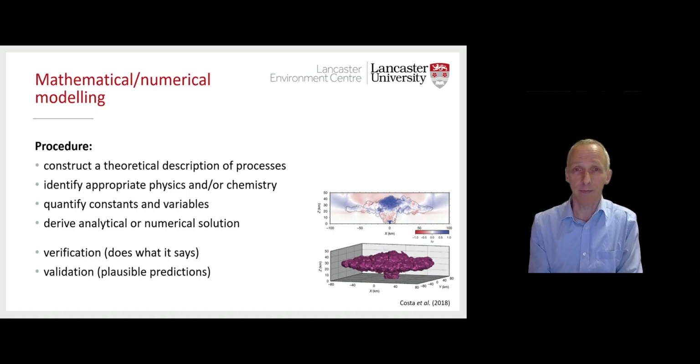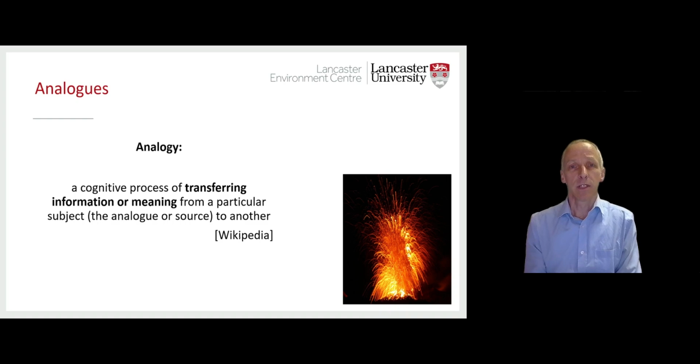The final approach to consider, and the one that we'll focus on throughout the rest of this digital module, is analogue modelling. So first, let's consider what we actually mean by an analogue. The definition here is taken from Wikipedia. An analogy is the logical thought process of transferring information or meaning from one particular subject to another. So we're using one subject to derive understanding of another. For an analogue experiment, we're using a defined experimental system to generate understanding of a volcanic system.